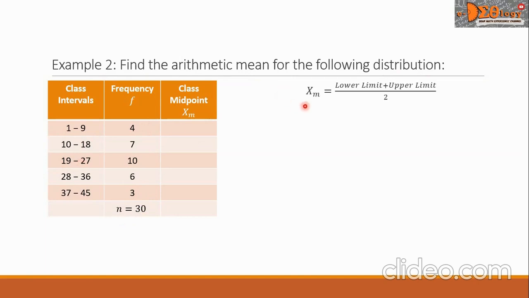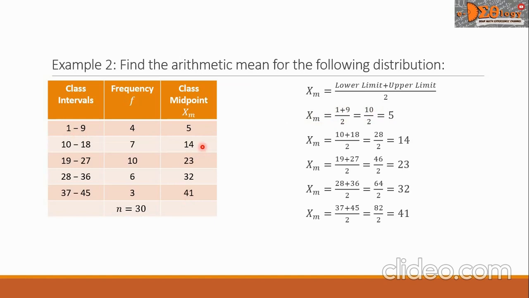We will use our formula x sub m equals lower limit plus upper limit divided by 2. So for our first blank here, we will use this one, the lower limit, plus the 9, that is the upper limit, then divided by 2. Simplifying further, 1 plus 9 is 10, divide by 2, and this is equal to 5. This number 5 we will put on the blank here. Let us follow the same idea with the other blanks.